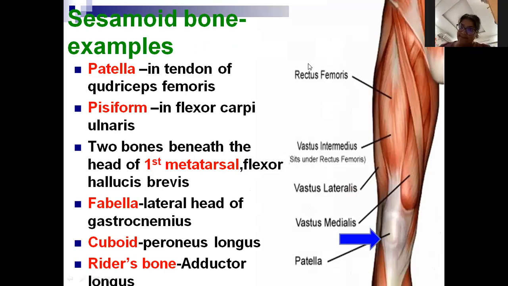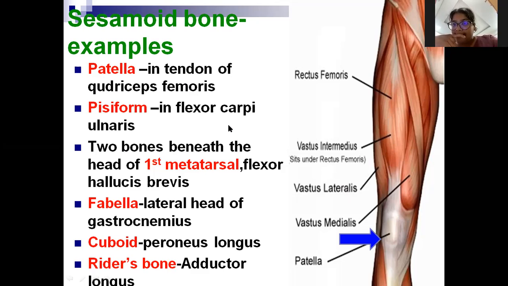Now, I kept a few pictures of sesamoid bones. See, this is the front of the thigh. This is the muscle and this is the tendon. Within this tendon, you are finding a bone has formed. That is patella. The name of this muscle is quadriceps femoris. So, in the tendon of quadriceps femoris, we are seeing the development of patella.